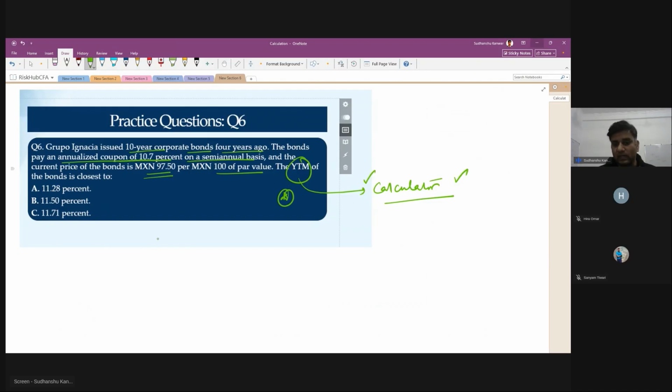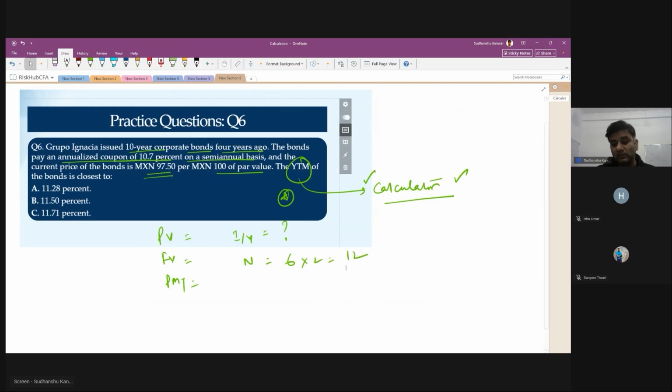So calculator, there are five things I need to know. I need to know PV, FV, PMT, I by Y, and N. Out of five, I need to know four things, the fifth I can find. So YTM I have to calculate, so this is I by Y. Let's look for the others. The 10-year corporate bond, 4 years ago. How many years pending? 6 years pending. Semi-annual basis, multiplied by 2. So N will be 12.